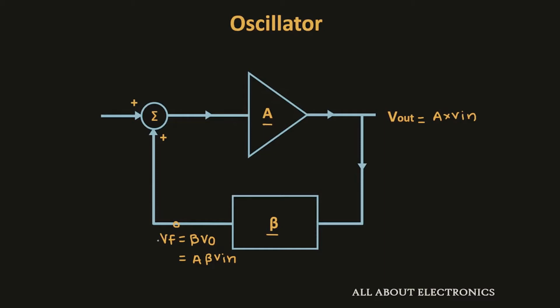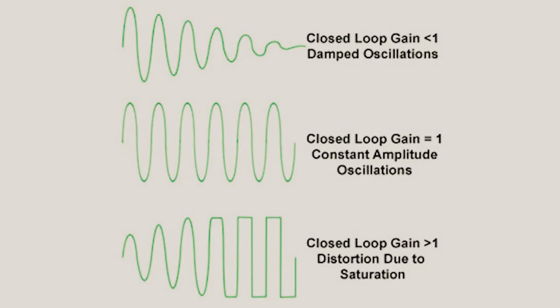The value of output is equal to A times input voltage. The value of feedback voltage is equal to beta times V output, which is equal to A beta times V input. The value of A times beta is called the loop gain. The value of A times beta will determine whether the oscillation will be sustained or not.